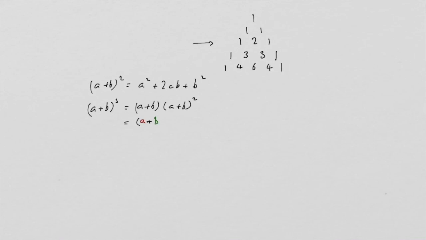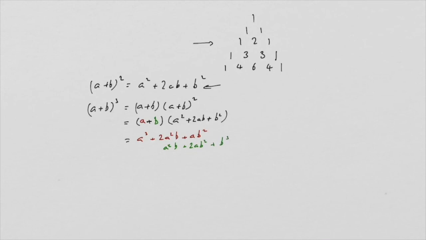I'm using colours, I'm not going mad, I'm using them for a reason. If we replace the (a plus b) squared by the expansion we already did here, then we have a squared plus 2ab plus b squared. And then if we multiply that by a, we get a cubed, we get 2a squared b, and we get ab squared. If we multiply it by b, we get a squared b plus 2ab squared plus b cubed.